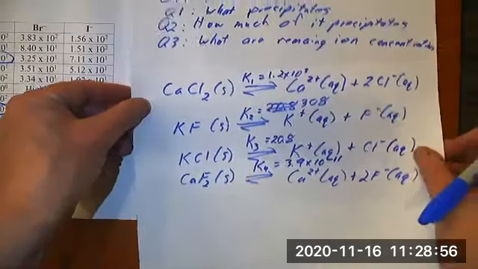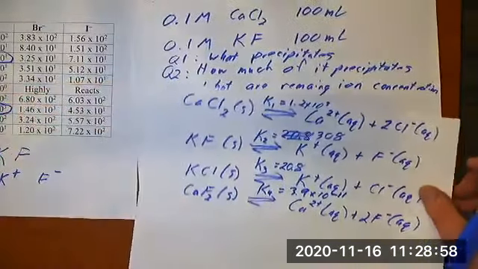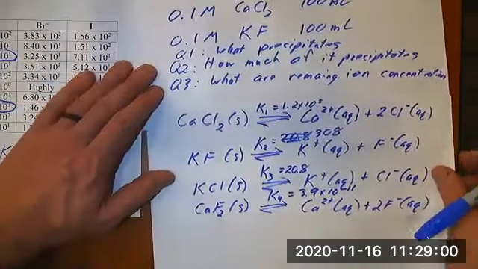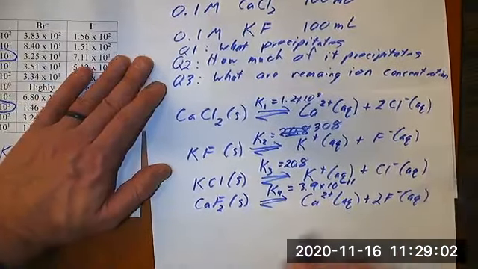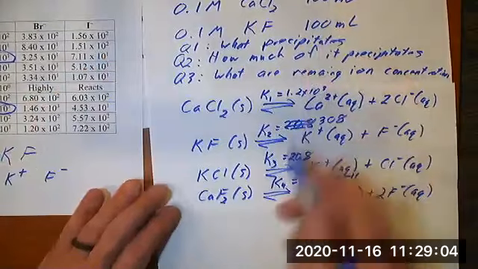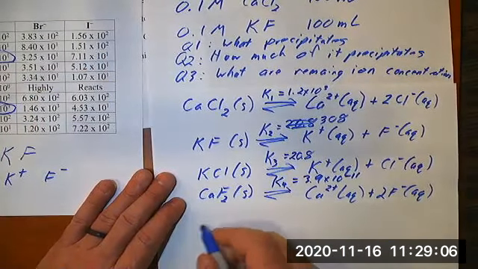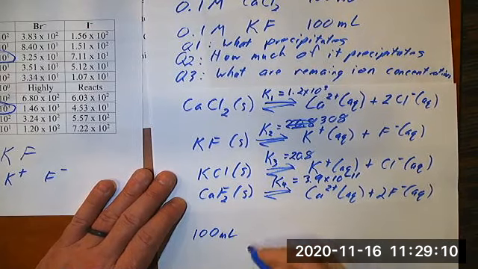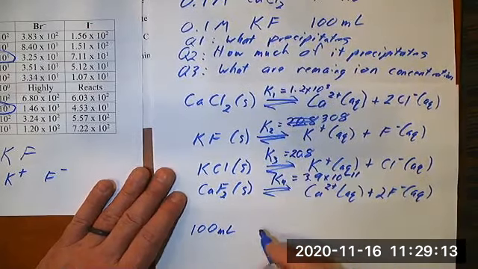So let us start by determining the concentration of each ion in our mixed solution. So we start with 100 milliliters of calcium chloride.